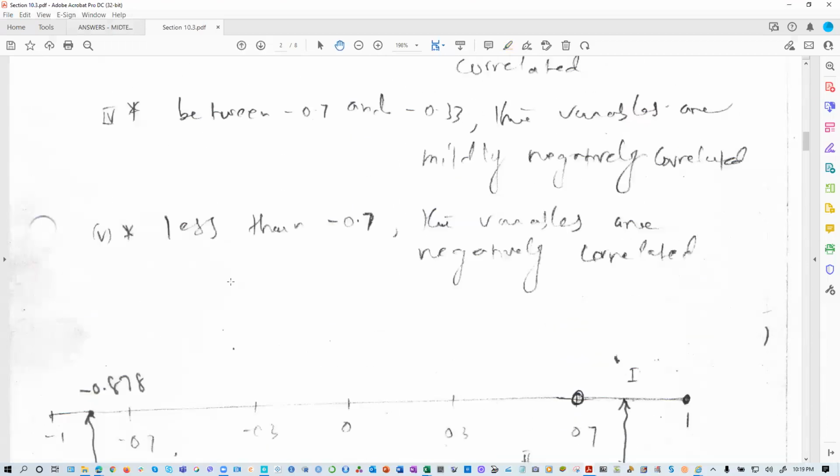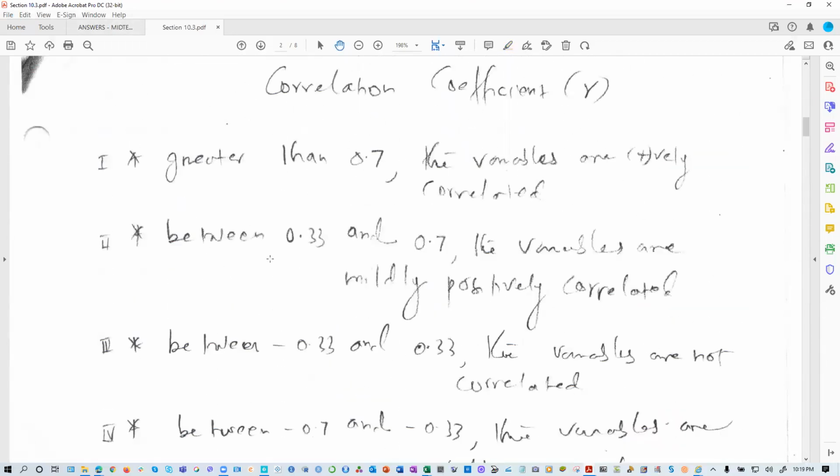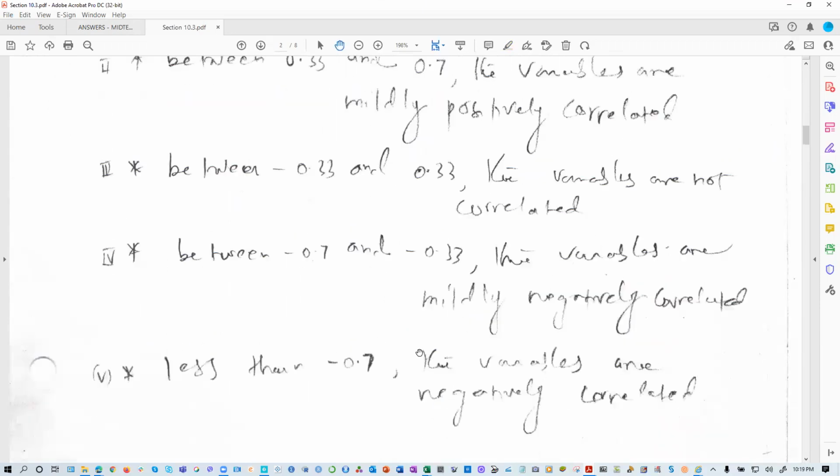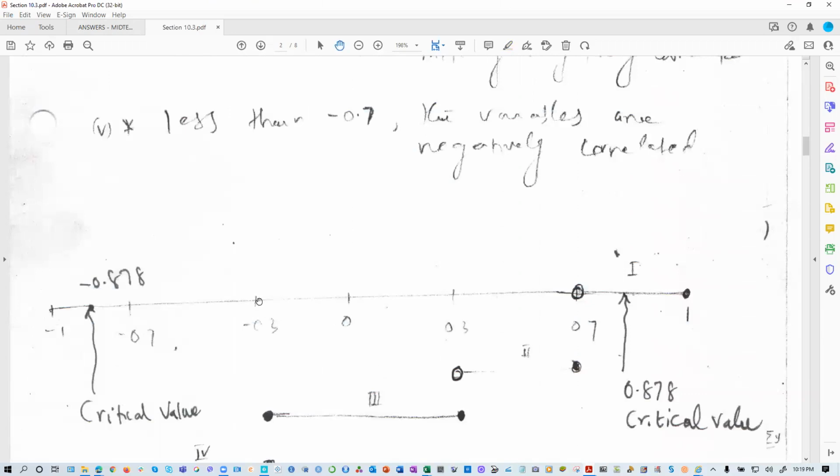This range, can you remember this range? Between negative 0.33 and positive 0.33, the variables are not correlated. See? In this range, there's nothing. You have 0.14, which is here. That means there's no correlation at all.